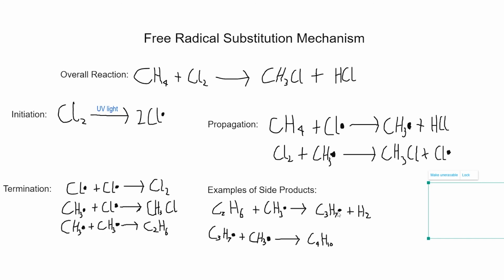And that C4H10 could then react with another radical and become an even larger molecule when it needs to be terminated by another CH3 radical, and so on, potentially forever, with each step being significantly less likely than the one before. All you need to know is that that can happen, and that's why these reactions become less practical.